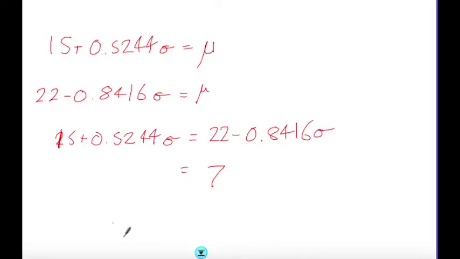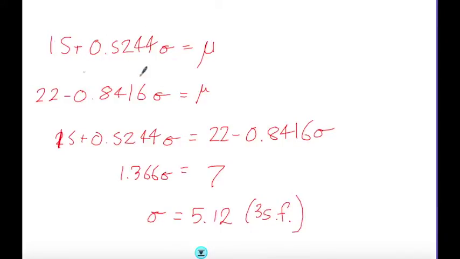So if I solve that, we do 22 minus 15 is 7. 0.5244 plus 0.8416 is 1.366 sigma. So sigma is 7 divided by 1.366, which, let's give it to 3 significant figures, is 5.12. I'm going to keep it in my calculator and sub it into this top equation. So 15 plus 0.5244 times the answer is 17.7, let's say, to 3 significant figures again, which sounds about right.